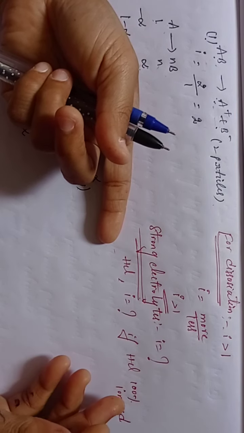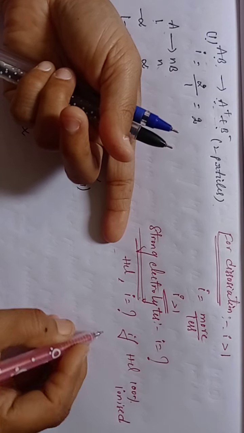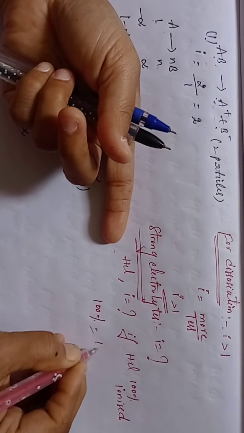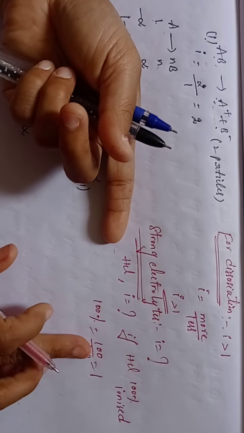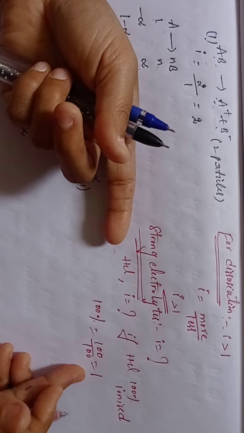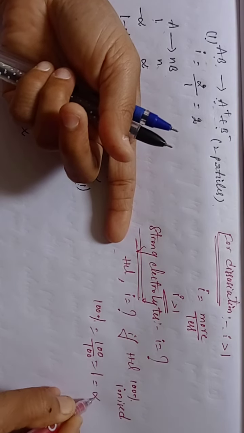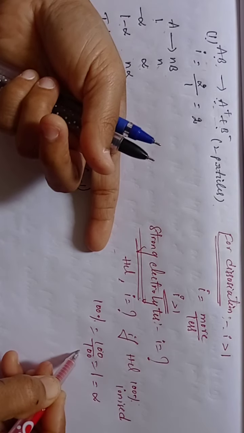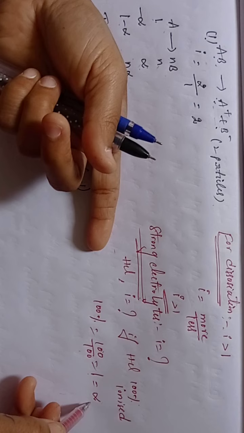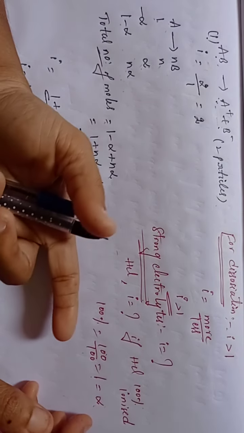100% ionized means what, students? 100 by 100, that is equal to 1. This is the degree of dissociation. Are you following? Degree of dissociation is equal to 1, that is alpha. So 100% ionized, 100 by 100, how much? 1. It is equal to the degree of dissociation, alpha value 1.